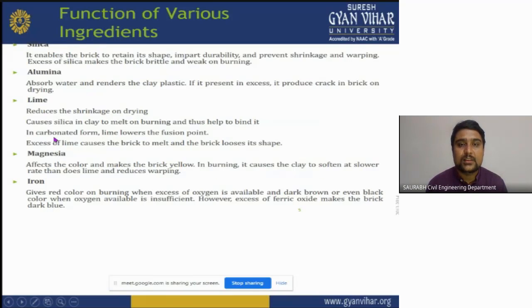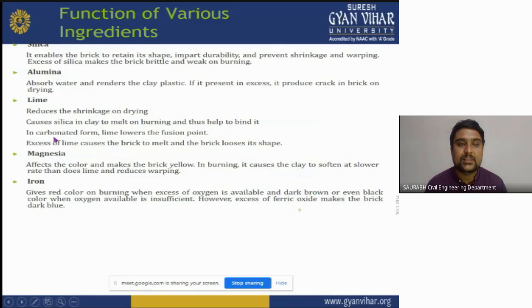Now we will see the function of the ingredients, like what is the work of silica, what is the work of alumina, what is the work of lime, what is the work of iron oxide. These are very important ingredients in the brick, and there is some role of each ingredient which we will see here.